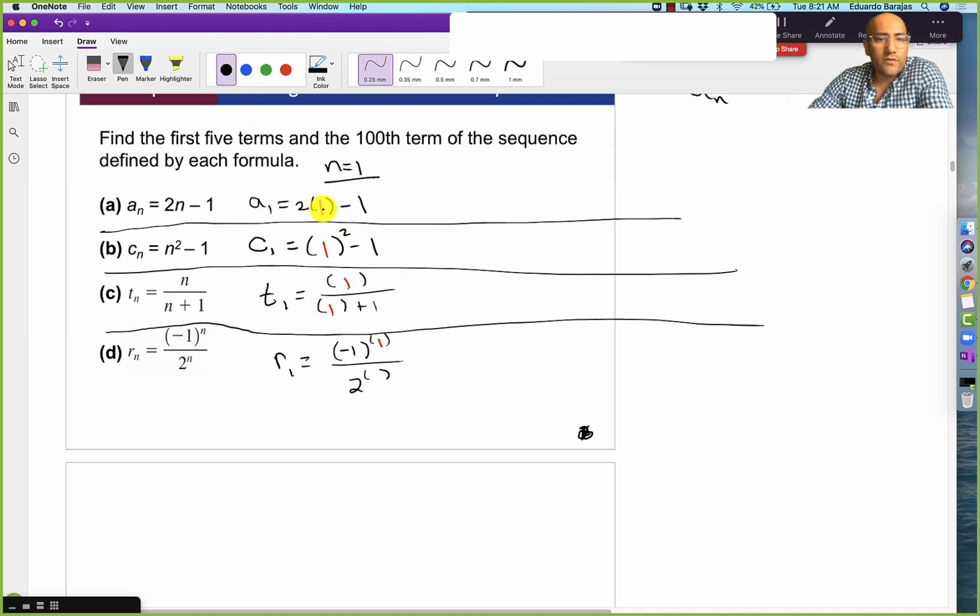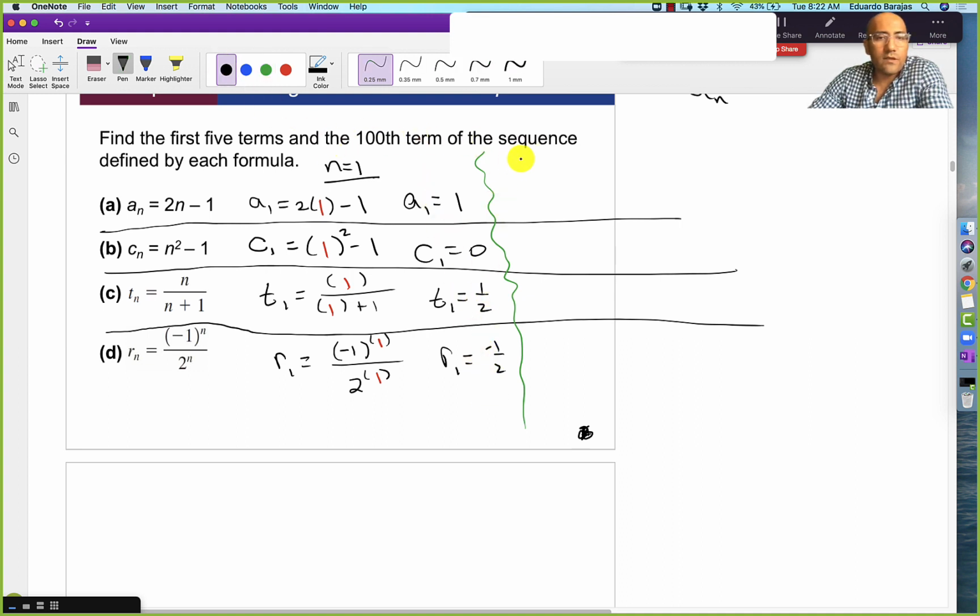Okay, so this will be 2 minus 1, so a sub 1 is going to be equal to 1. And then c sub 1 would be equal to 0. 1 squared is 1, minus 1 is 0. This becomes 1 over 2, so t sub 1 is equal to 1/2. And then r sub 1 is equal to negative 1. Oops, I forgot the other one here. 1 becomes negative 1 over 2, so negative 1/2. Good. All right, so we found the first value in each of these sequences.